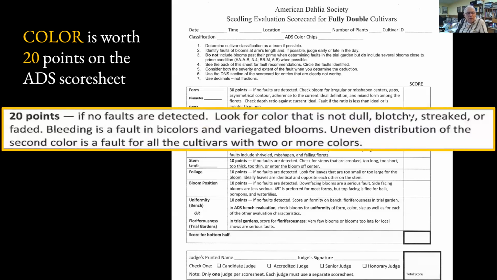And we see then 20 points if no faults are detected. But however, you look for color that's not dull, blotchy, and now you're hiding the rest of this. Jess, can you read the rest? Yeah. So look for color that's not dull, blotchy, streaked, or faded. Bleeding is a fault in bicolors and variegated blooms. Uneven distribution of the second color is a fault for all the cultivars with two or more colors.